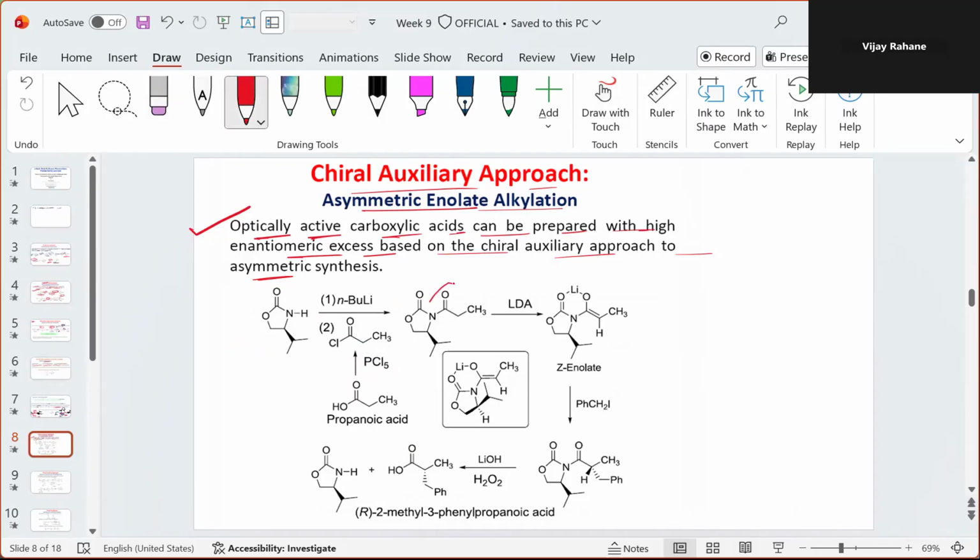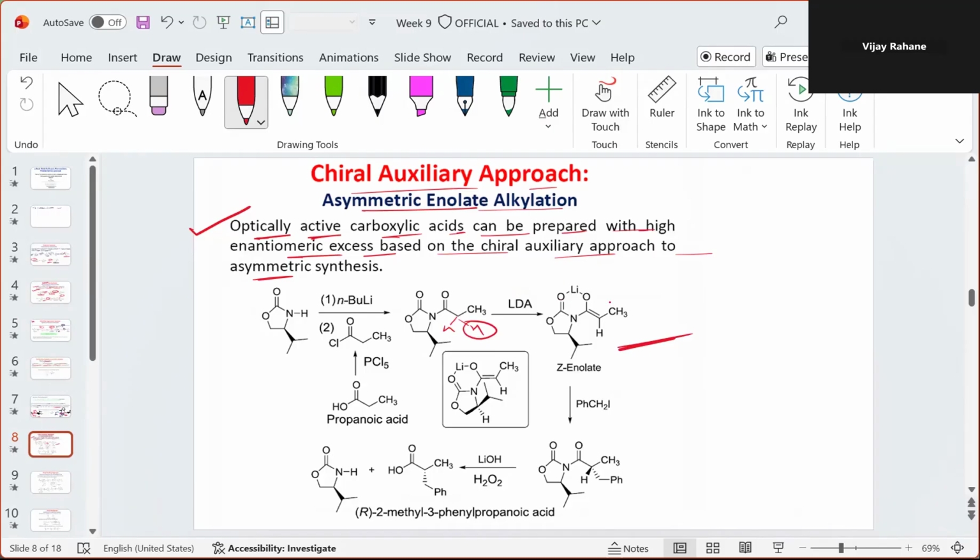So you can see here, this is basically the newly formed amide. When you add the LDA, that is the base. So when we add the base on this, what happens? We have this acidic proton, which is alpha to the carbonyl group. So one of the protons from that gets abstracted and it forms this enolate, that is the Z enolate.